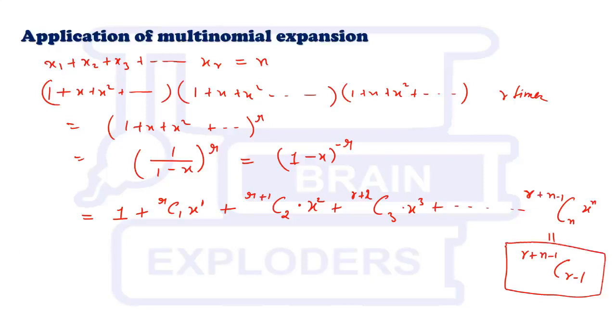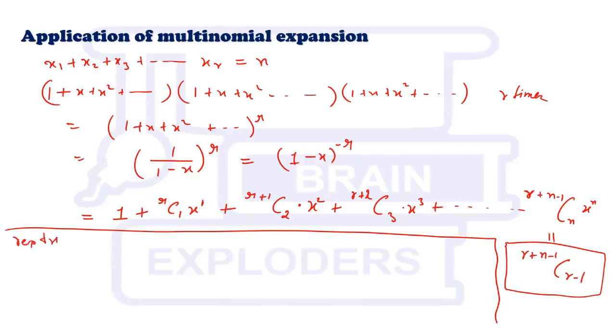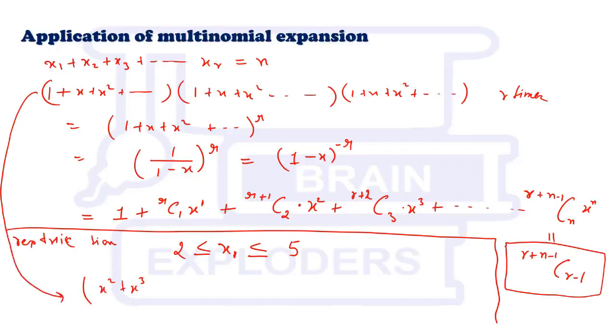This multinomial expansion can also help us in another way, if some restriction is given to us. If there is a restriction, like x1 lies between 2 and 5, in this case we make a modification in the series. In the first bracket we write x square plus x cube plus x raised to the power 4 plus x raised to the power 5, that's it, and the remaining will be the same, and this time the coefficient of the required number will give us the required solution.